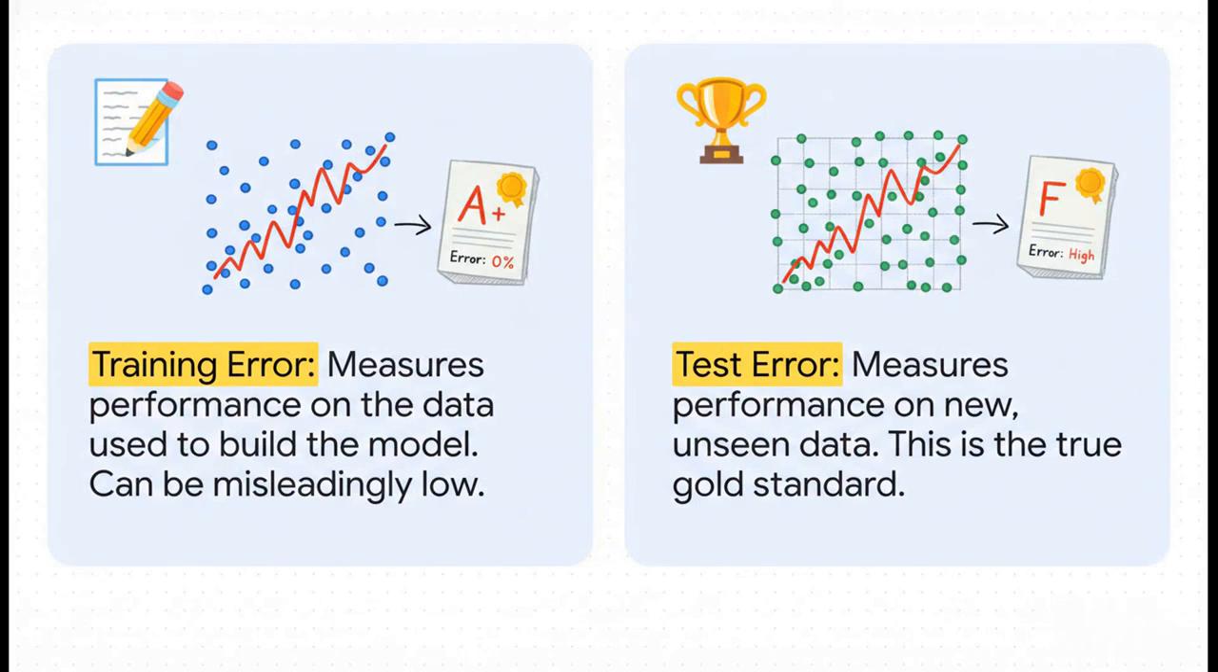And that brings us to a crucial point. You have to understand the difference between training error and test error. Training error just tells you how well your model fits the data you use to build it. An overfit model is going to have a beautiful, wonderfully low training error. But the real test, the only one that actually matters, is the test error. How does the model do on brand new data it's never seen before? That is the true gold standard of performance.